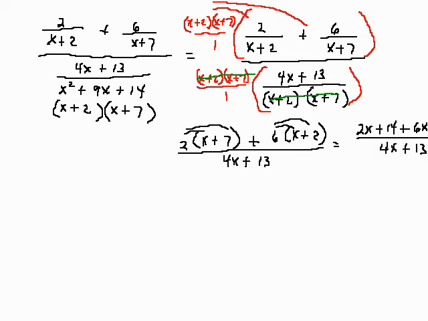Now I know y'all are saying, Young, we're not done yet. No, we're not. Just give me a second. You can collect like terms in the top, and you'll get 8x plus 14 and 12, I believe, is 26, all over 4x plus 13. And that's the answer, right?